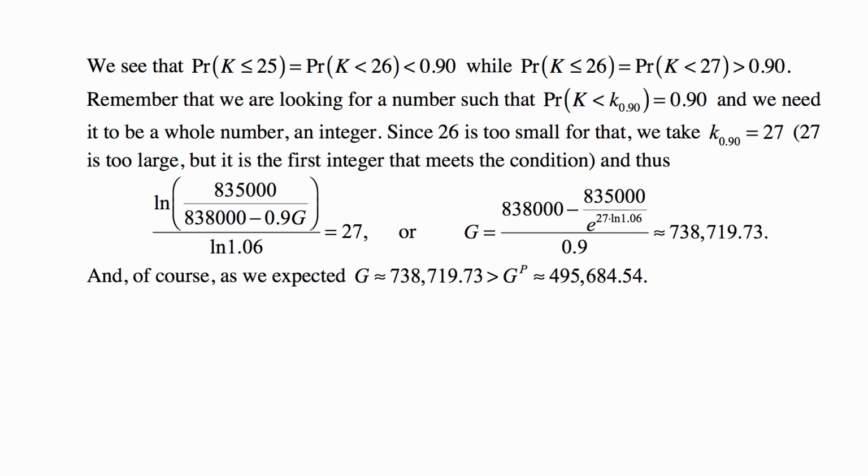And remember that we're looking for a number such that the probability that K is less than K.90 is 0.90, and we need it to be a whole number, an integer. And 26 is too small, based on what we just said. So we take 27. It's too large, but it's the first integer that meets the condition. And then we set that to be K.90, which has to be equal to what you see here on the left-hand side from our previous calculation, and from that we can calculate that premium.